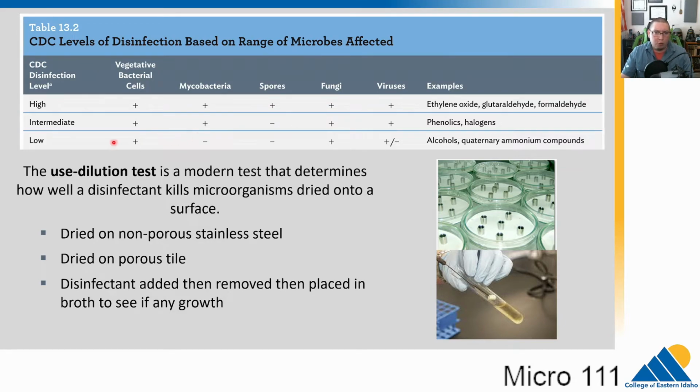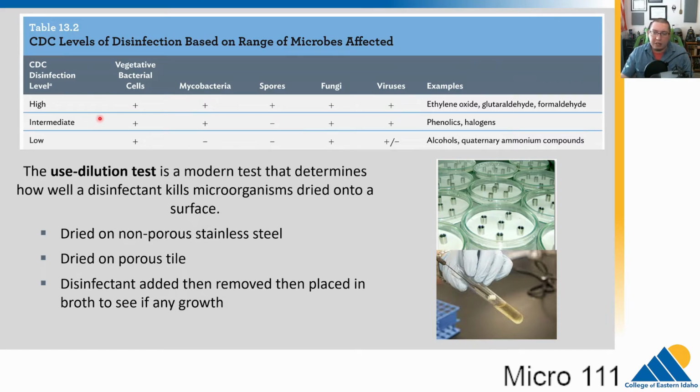Intermediate levels, you can see they're killing everything except spores in this case. Phenolics, halogens. And then for general disinfection, we have the low grade. This is not killing mycobacterium and spores and may or may not destroy viruses. It depends. We have things like alcohols, which are relatively not very harsh, ammonia compounds, things like bleach and stuff like that. These are probably the most likely to be used in the home. The higher levels are more probably industrial, where spores are not available. So these different levels have different chemicals that do them, and they are tested.